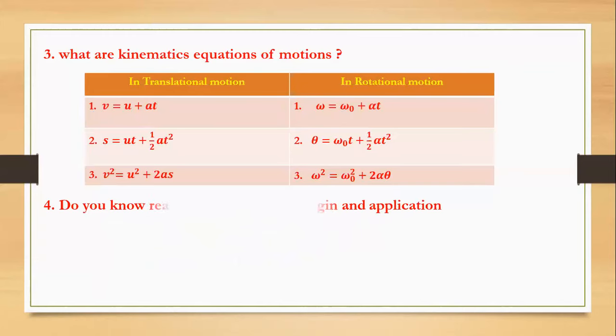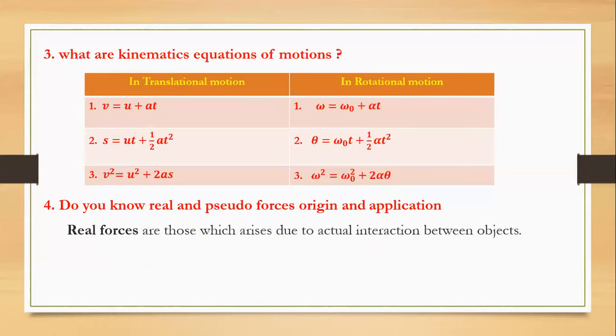Now after this kinematical equation, the next thing we have to learn is real forces and pseudo forces. Basically, what are real forces? The force which arises due to actual interaction between two objects is the real force. For example, gravitational force. The gravitational force arises due to interaction between two objects, so it is a real force. Frictional force, electrostatic force, these are examples of real forces.